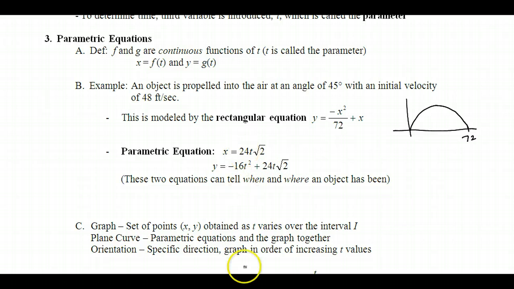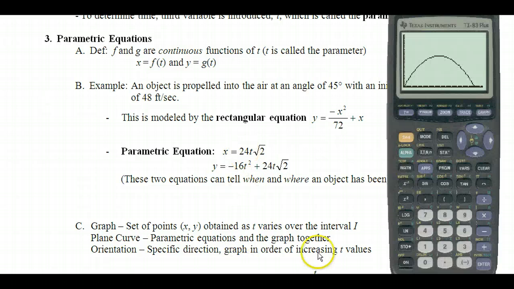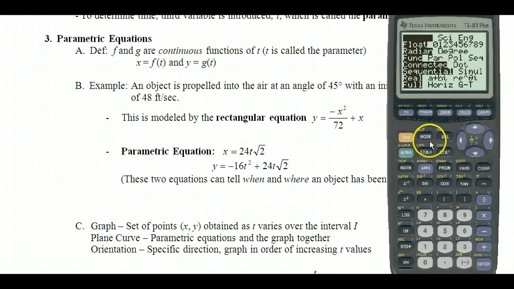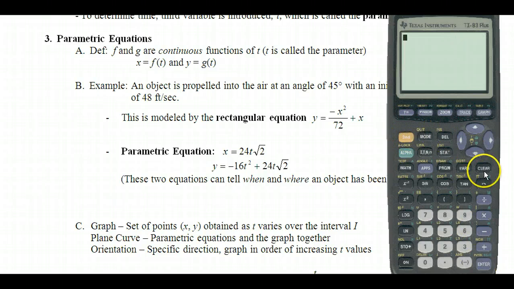So with our calculators, everybody has to have their calculator out, so you may need to pause this until everybody has their calculator. And we have to change the mode of our calculator. Right now, we've always been in this regular function mode. Well, now we want to go to that PAR for parametric. Press enter on it so that it's highlighted, and then I just quit that.